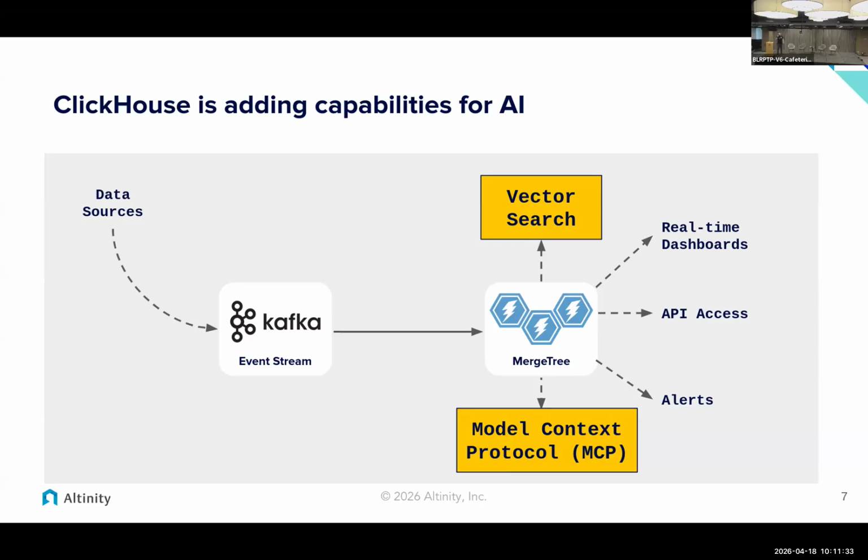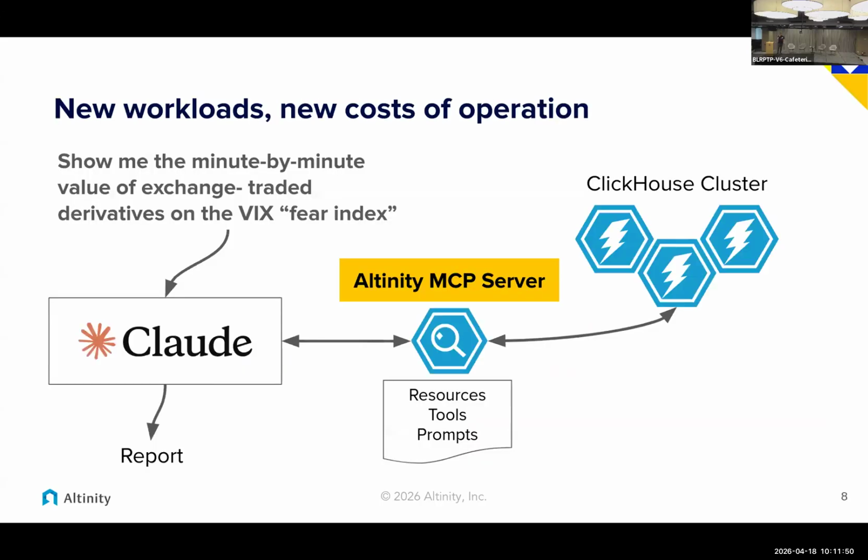And another way that we're doing it, of course, is with the Model Context Protocol. ClickHouse Incorporated has an MCP. Altinity also has an MCP that's available. You can pick and choose. I believe both of them are open source. So you can use whichever one of them you would like with any form of ClickHouse. And then again, that's powering those same real-time dashboards and API access and alerting.